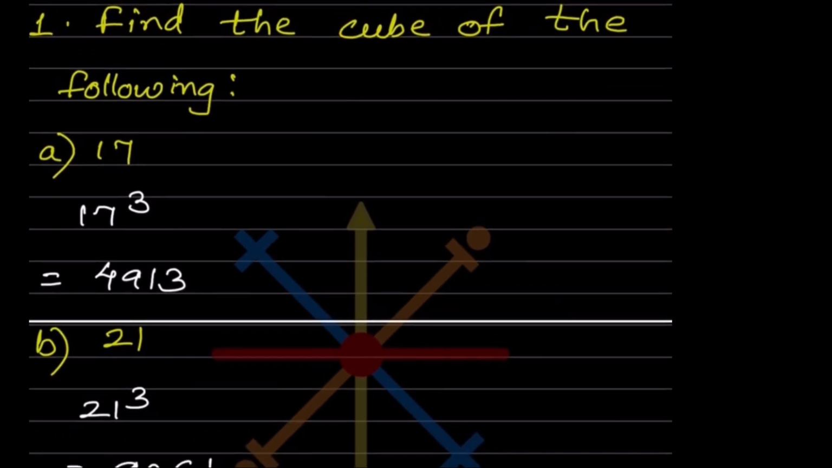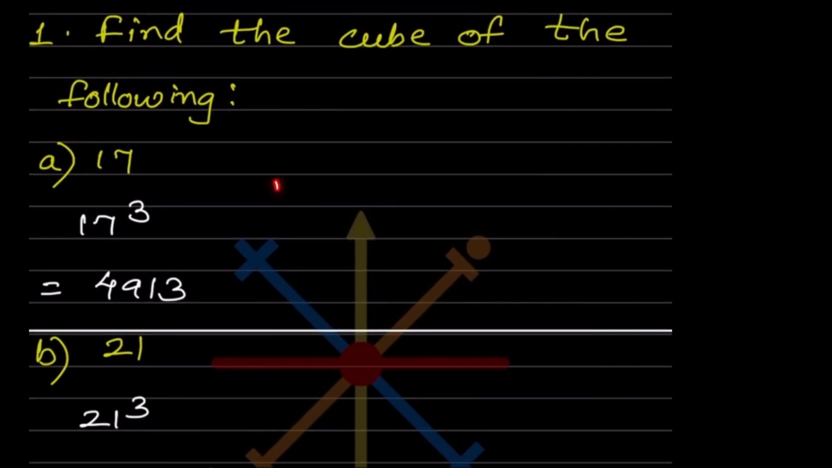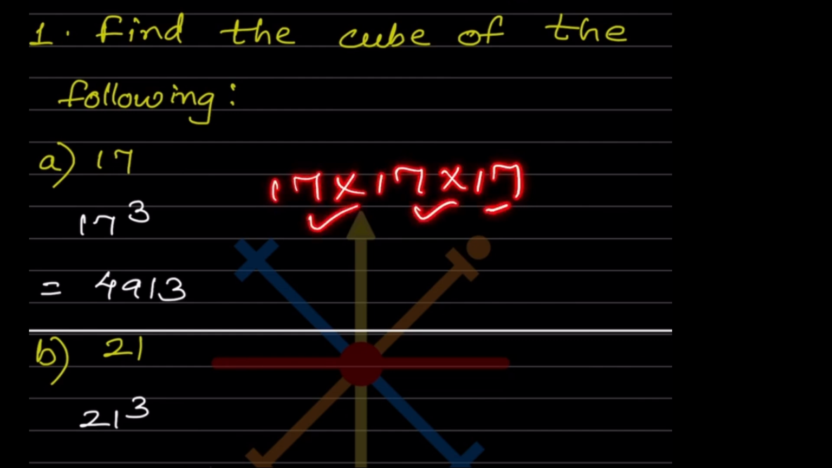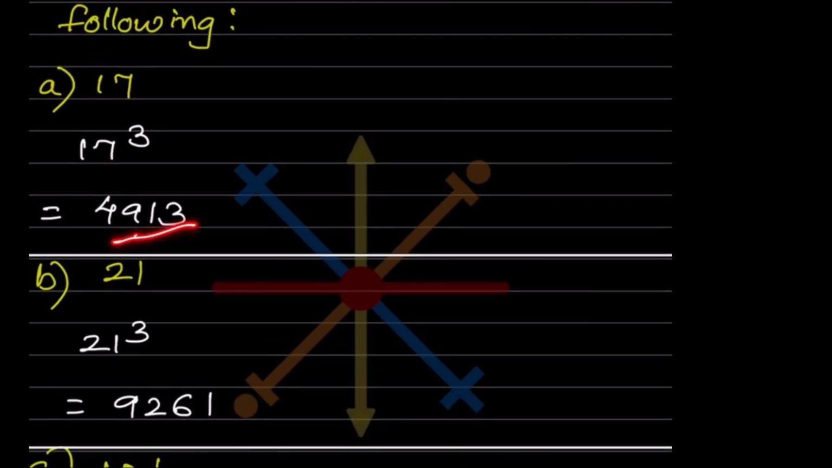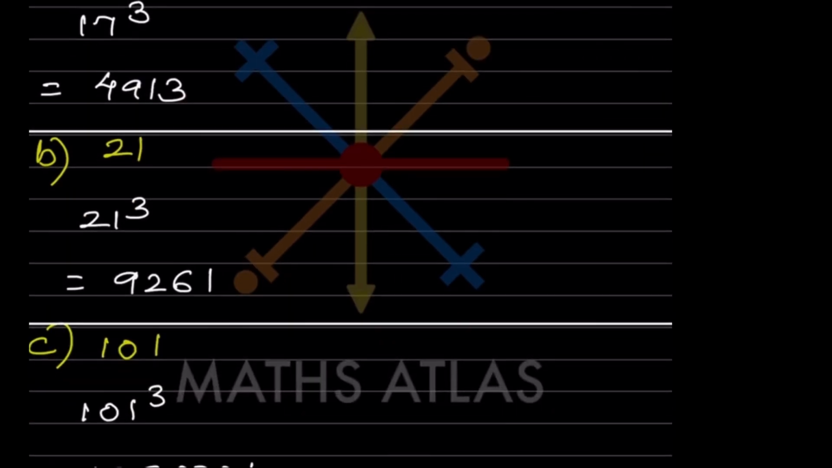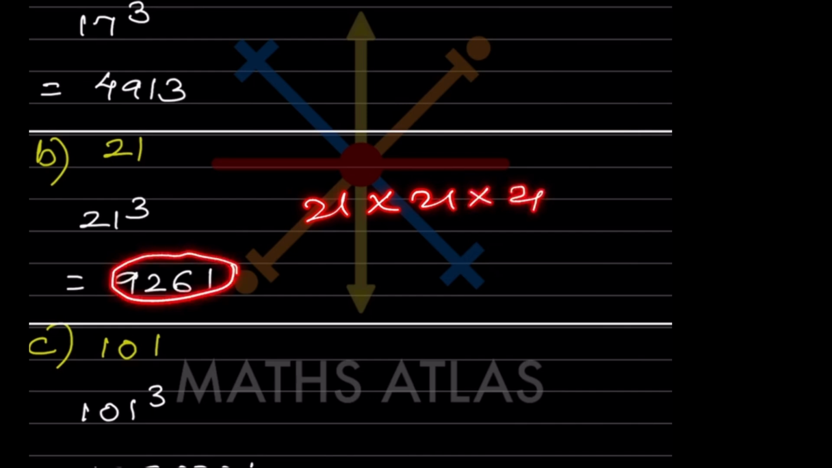Now see, a cube means you have to take this 17 cube means 17 into 17 into 17. These are 3 times. So when you multiply 17 by 17 into 17, you can multiply and see, we get 4913. Just to save your time, I have already multiplied before. So you can multiply and check the answer. Now here 21 cube. So again here 21 into 21 into 21. So that is going to be 9261.